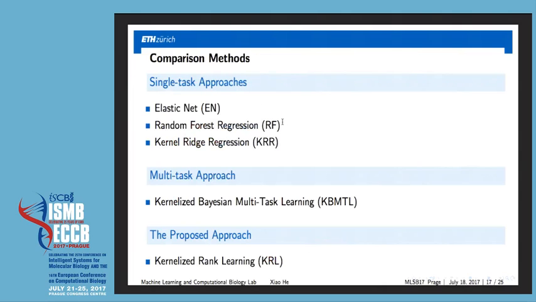We compare to a bunch of regression-based methods, including the state-of-the-art single-task approaches: elastic net, random forest regression, kernel ridge regression, and one multitask approach, which is kernelized Bayesian multitask learning, which won the DREAM Challenge mentioned before. And also our proposed method, kernelized rank learning, short for KRL.